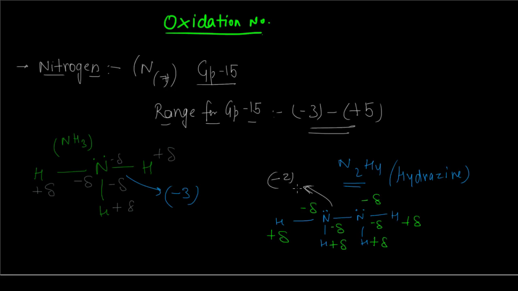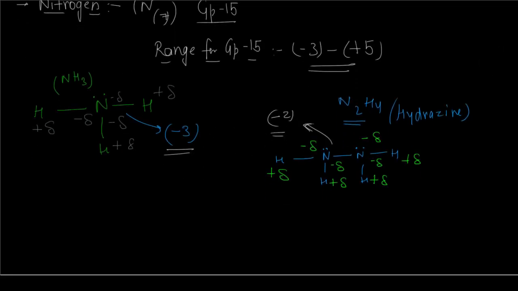Clear? So this is how we calculate the oxidation number of nitrogen in various compounds. But it can be any number from -3 to +5. Here I gave you examples of -3 and -2. It can also exhibit positive oxidation number, as in the case of N2O5.